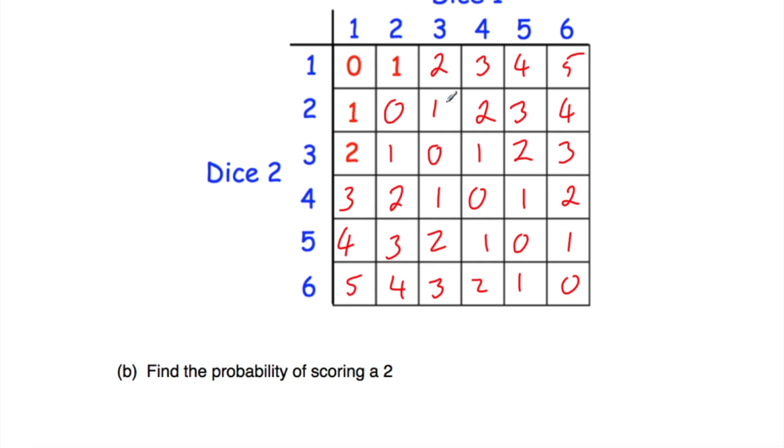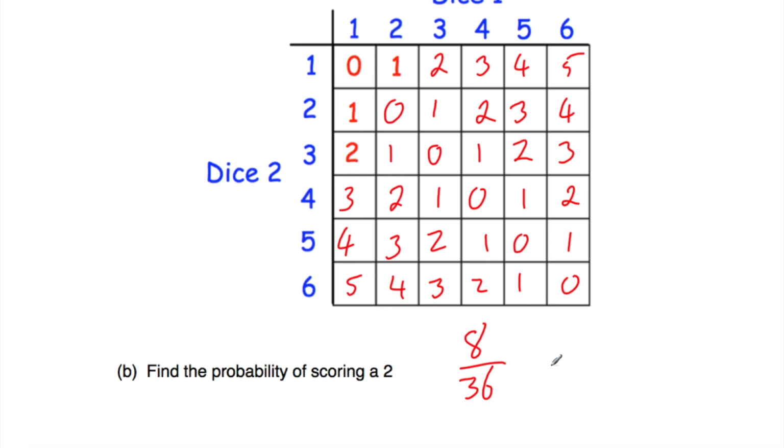So there's 36 different outcomes in this table. There's 6 rows of 6, or you could count them. So we're going to put 36 on the denominator. And there's the probability of scoring a 2. Let's count the number of 2's in the table. 1, 2, 3, 4, 5, 6, 7, 8. There's 8 2's in this table. So it's going to be 8 out of 36. So that means the probability of scoring a 2 would be 8/36.